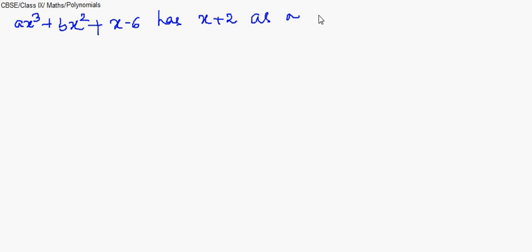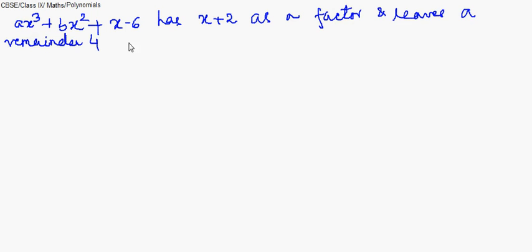Let me rather take up another question which says: if ax cube plus bx square plus x minus 6 has x plus 2 as a factor, and leaves a remainder 4 when divided by x minus 2, find the values of a and b.